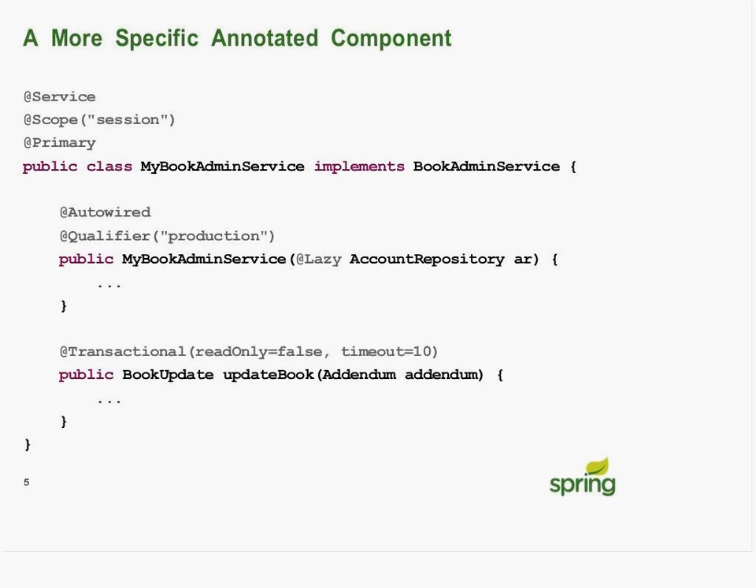What you're going to get is a proxy implementing AccountRepository, lazily creating the target AccountRepository implementation instance on access, basically on the first method invocation. It's going to create it.